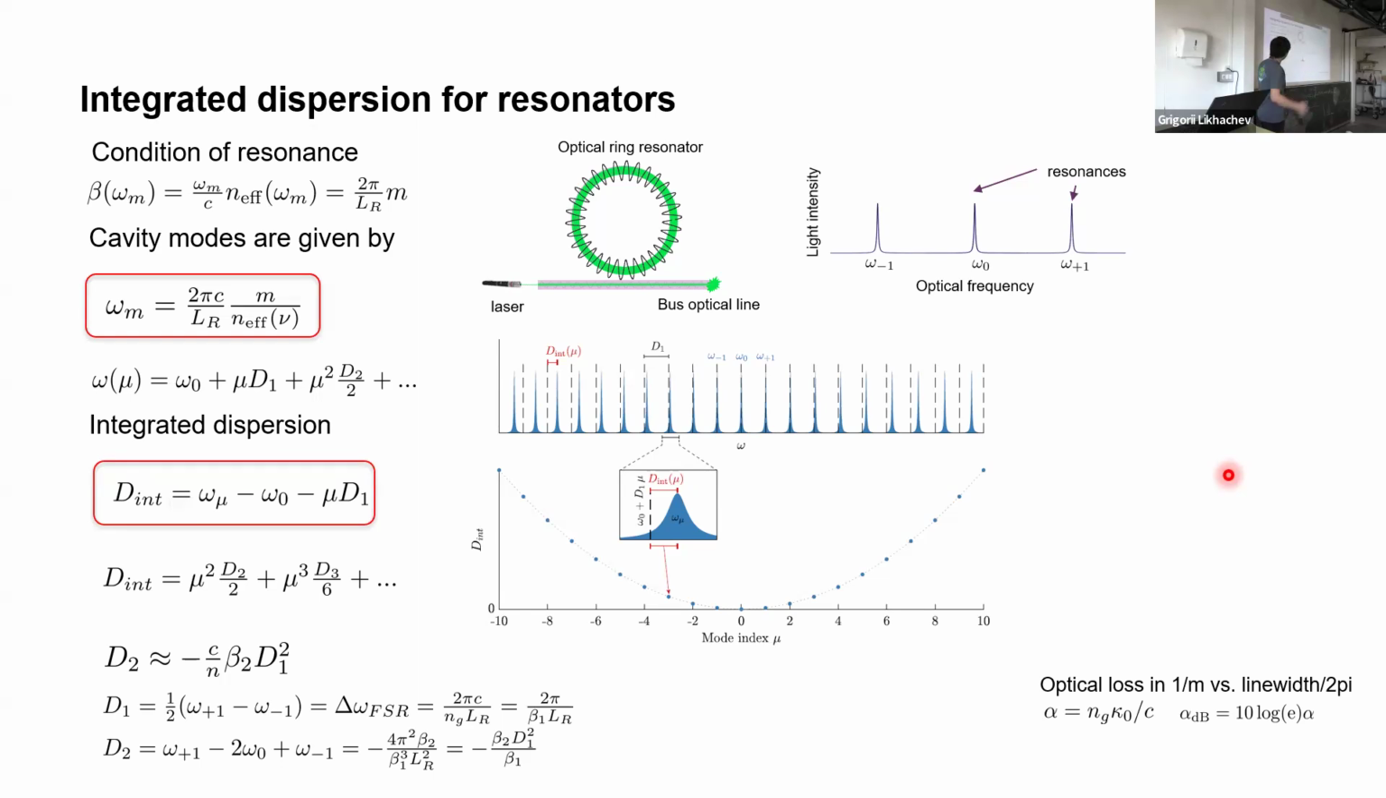And then you can also do the same Taylor expansion, and it gets to these D2 and D3 parameters. And here mu is basically the index of the mode compared to our center mode, which you just select arbitrarily. Then you can write the expansion, and you get a D1.